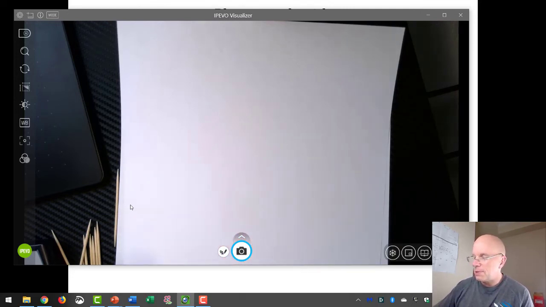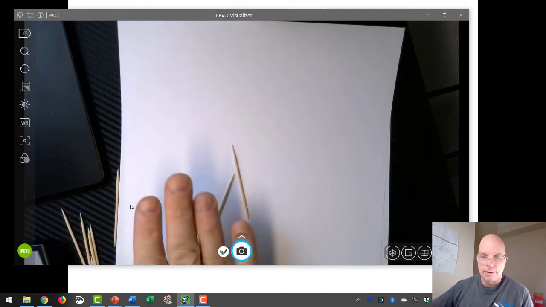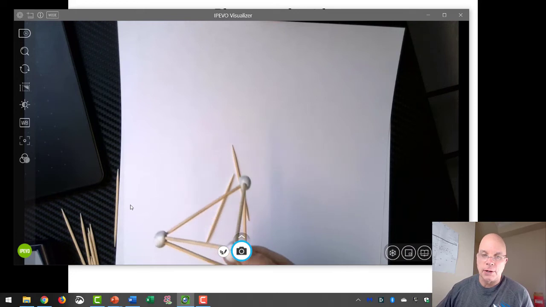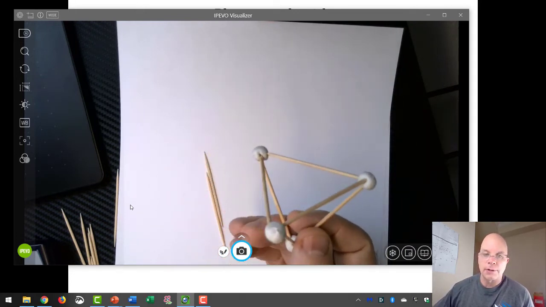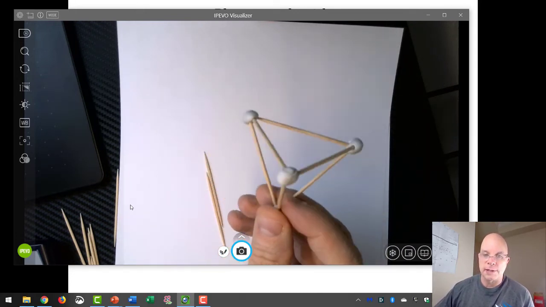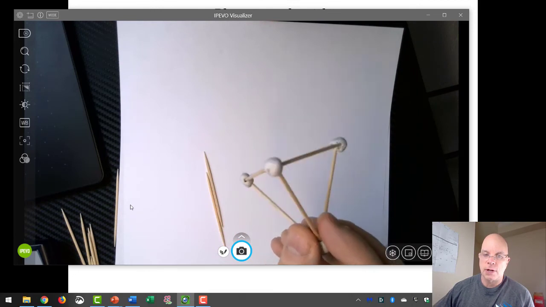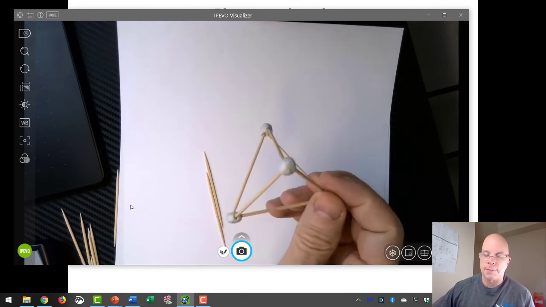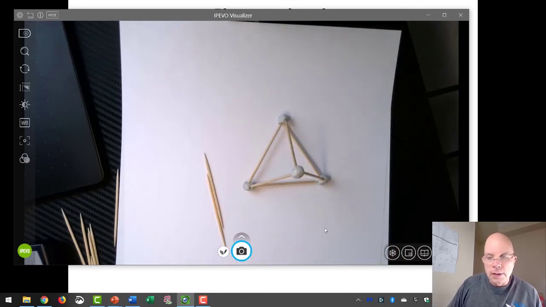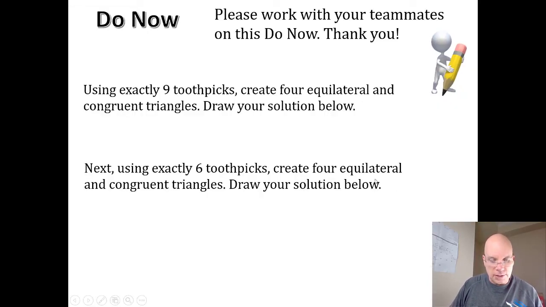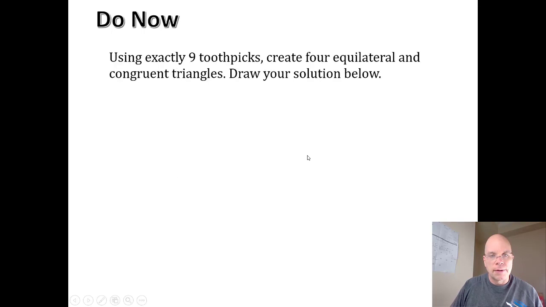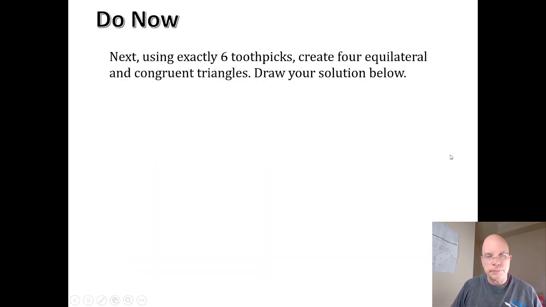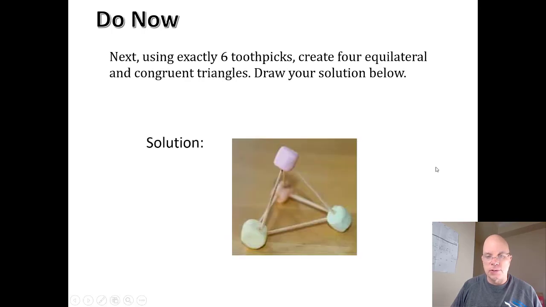Anytime we do something on a piece of paper, everything's flat, it's 2-dimensional. In order to get 4 equilateral and congruent triangles with only 6 toothpicks, you need to create what is called a tetrahedron, and then you can do it with 6 toothpicks. So congratulations if you figured that out. Here are some of the solutions with 9 toothpicks. And here's the solution with 6 toothpicks.